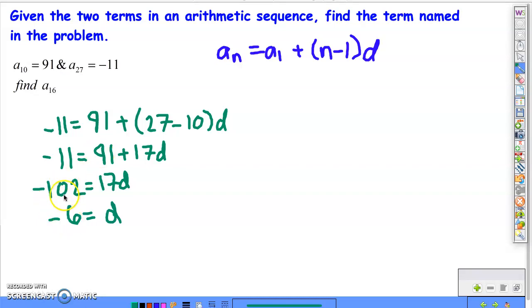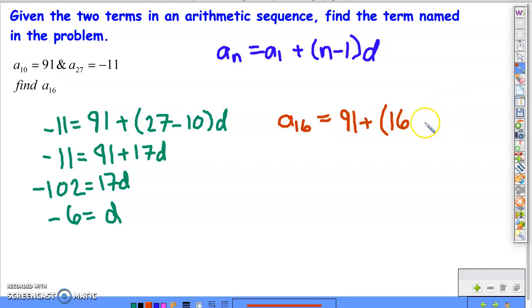All right, so now that we've solved for d, we got our difference in -6. Now we're ready to find our 16th term. So to do that, again, we go back to this equation here. Only now we're finding a16 equals, again for a1 we have to go and use a10 instead, which is 91 plus n, which is 16. And then again, this was our 10th term.